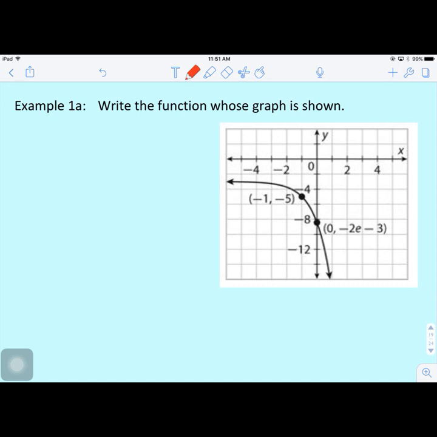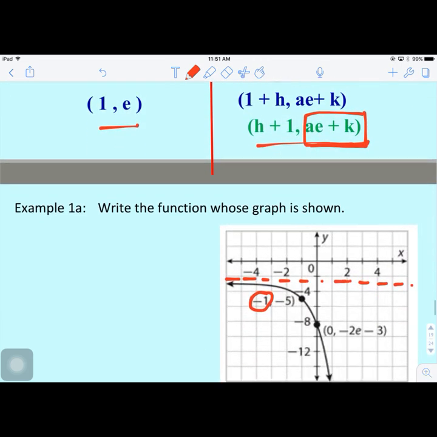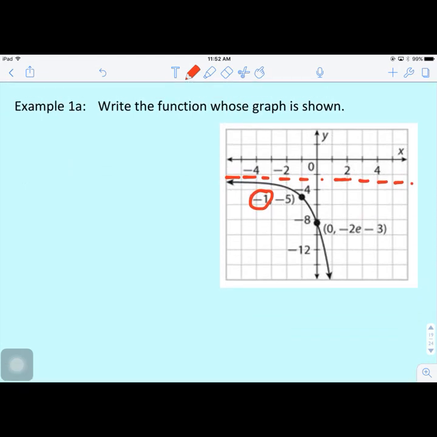The first example has a graph, and we need to write the function. We know that the horizontal asymptote is going to be somewhere over here. Based on this first point, it is mapped up with h. So we know that h is actually equal to -1. That's the first thing that we can see: h equals -1. Remember, we're looking for h, k, and a. Those are the 3 variables that we need to get the equation.